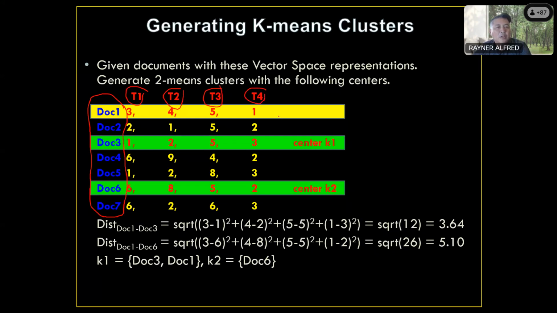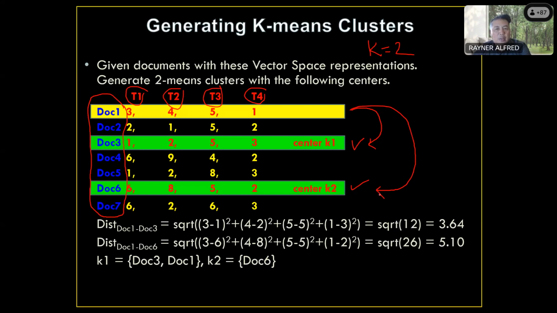Okay. So what we want to do is cluster these documents into 2 clusters, 2 groups. So the K here is equal to 2. Okay. So we pick randomly the initial centers, which are document 3 and document 6. So what happens is that we will compute the distance between each document and document 3 and document 6.